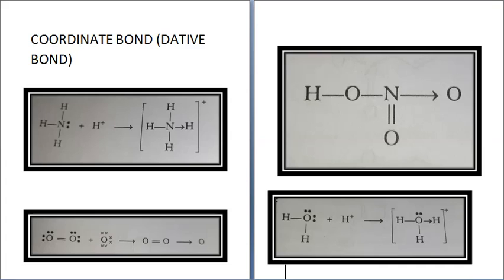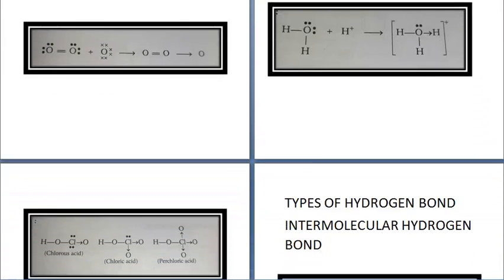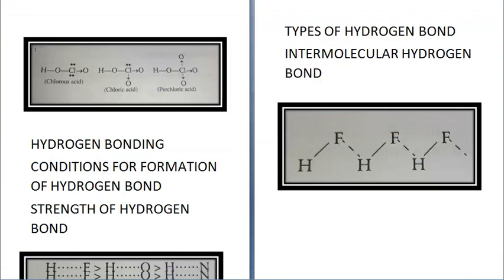The next example is oxyacids of chlorine. First is chlorous acid, HClO2. So in this case, chlorine is donating the lone pair to oxygen. Chloric acid, HClO3. Again, chlorine is donating the lone pair to 2 of the oxygen atoms. So 2 coordinate bonds are formed in this. And perchloric acid, 3 coordinate bonds are formed.